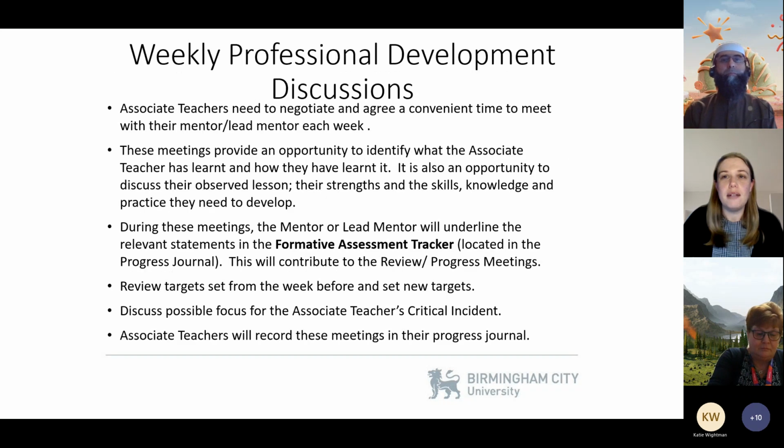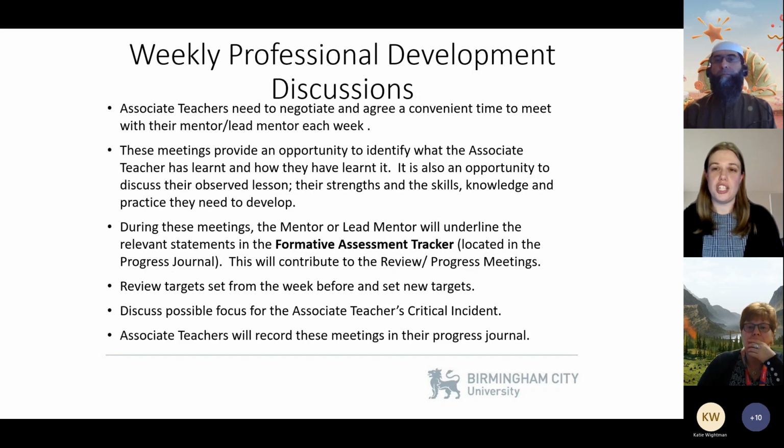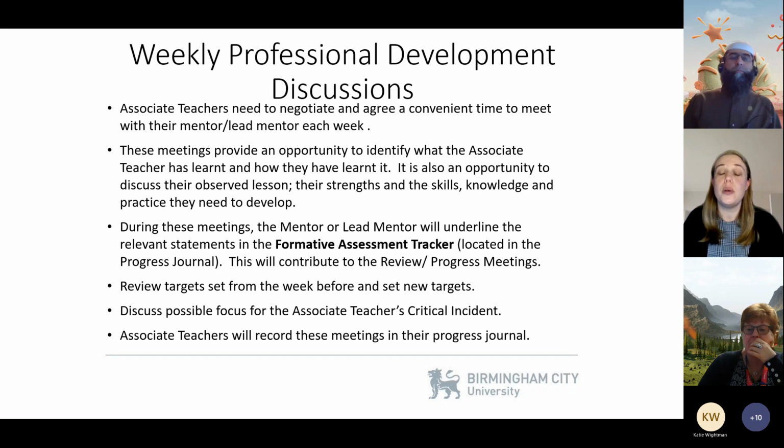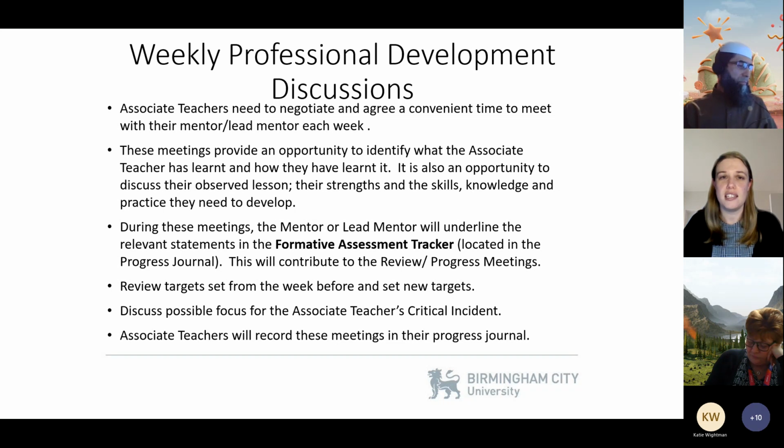One of the expectations is that each week, associate teachers will organise with their class teacher, who is their mentor, or with their lead mentor, to have a set amount of time set aside where they can have a professional development discussion to see how they're getting on that week. This is negotiated with you.